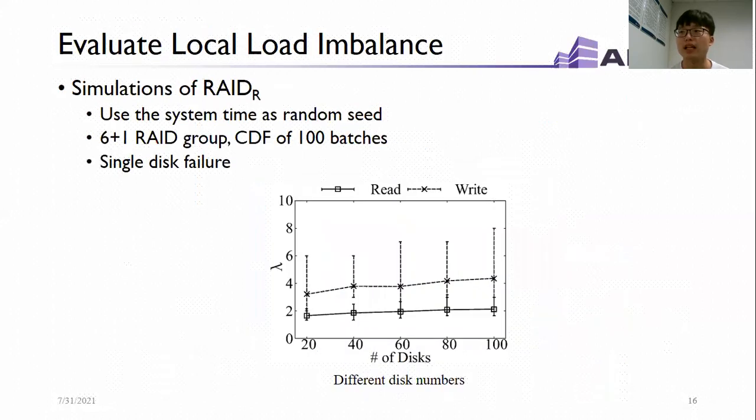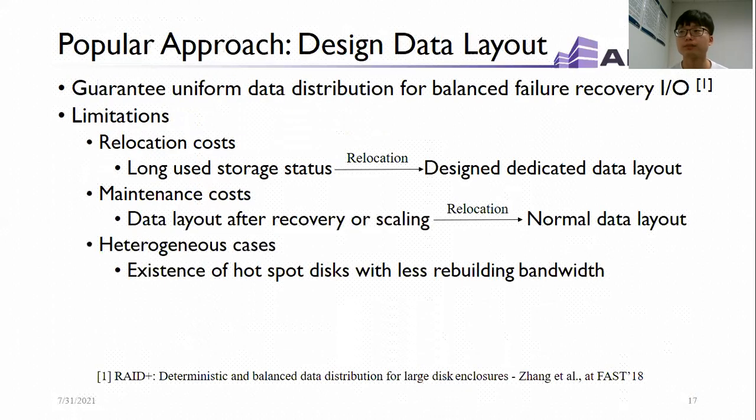We have conducted extensive simulations to show the local load imbalance for random data layout, using the system time as random seed. The figure shows the average lambda read and lambda write of 100 batches for 6+1 RAID groups with disk pool size ranging from 20 to 100. We find that lambda read is around 2, which means the max read load is around 2 times the average. And lambda write is around 4, which means the max write load is around 4 times the average.